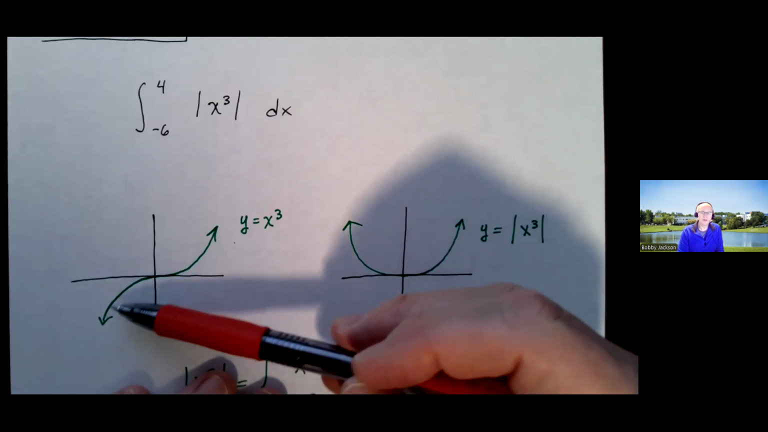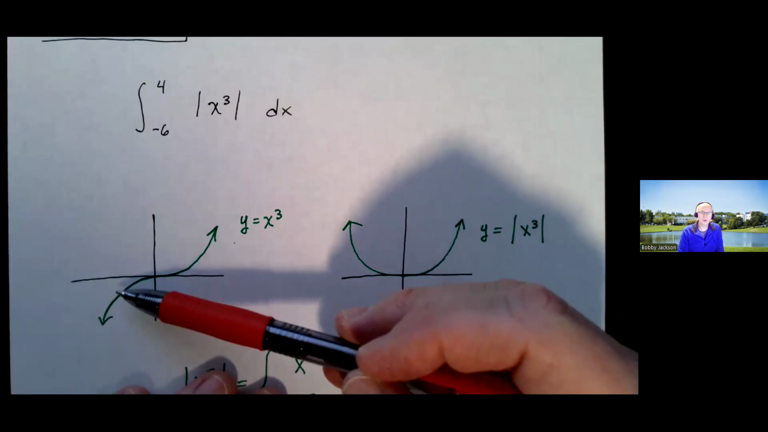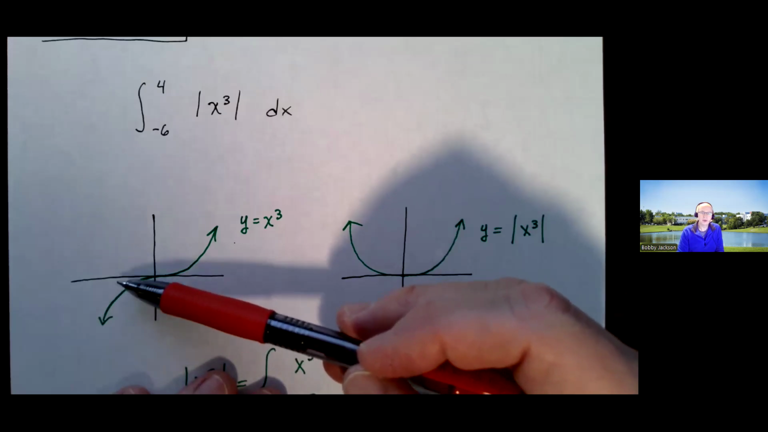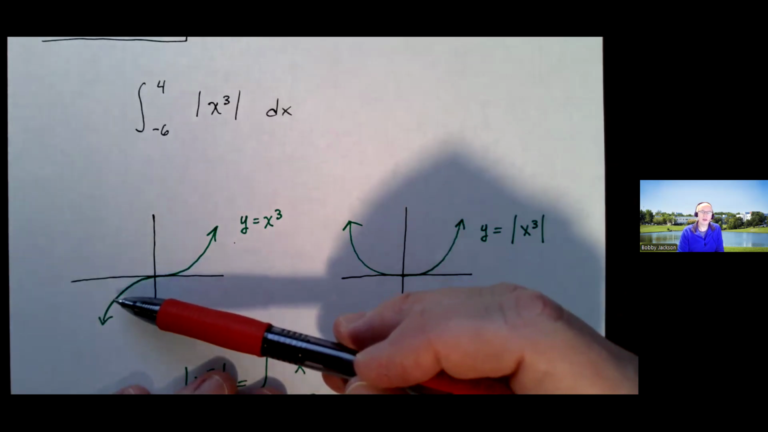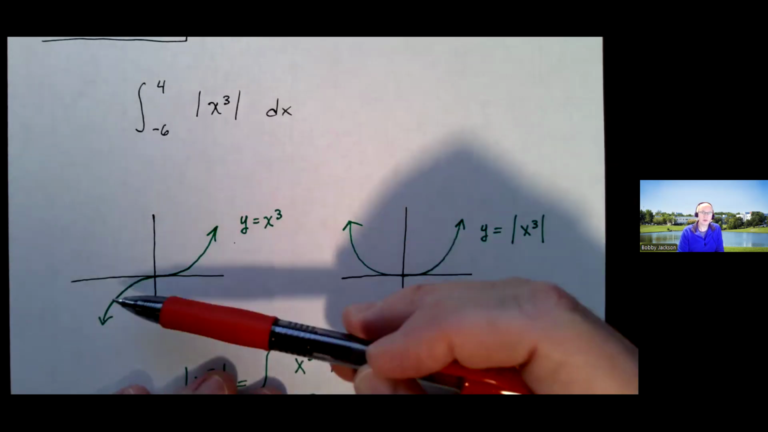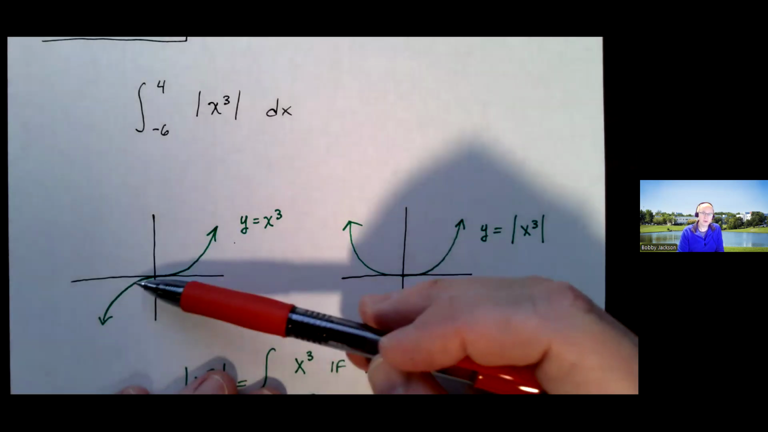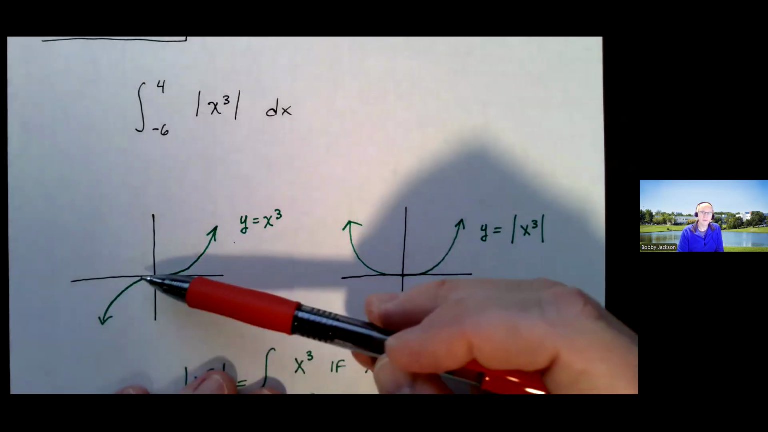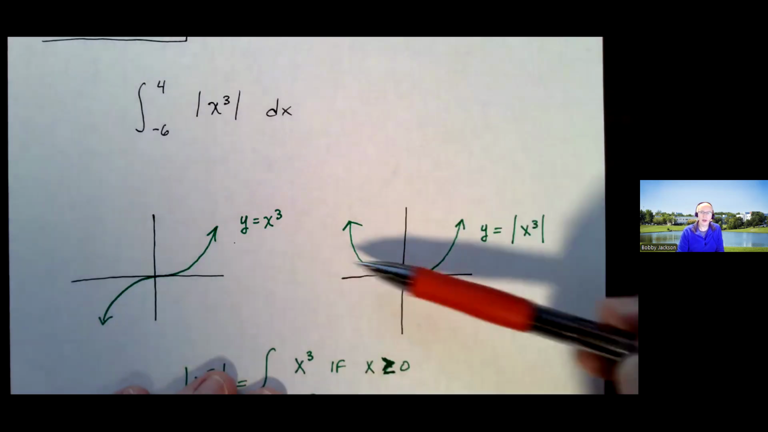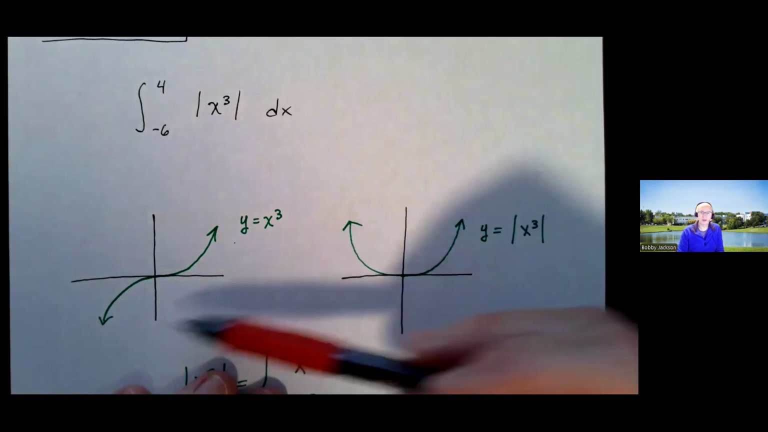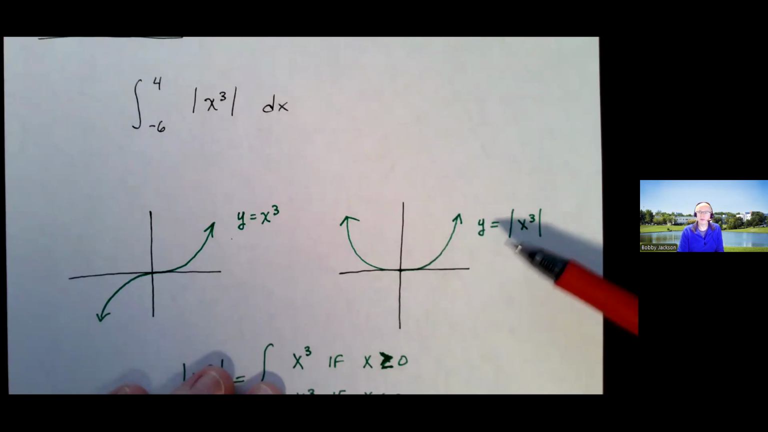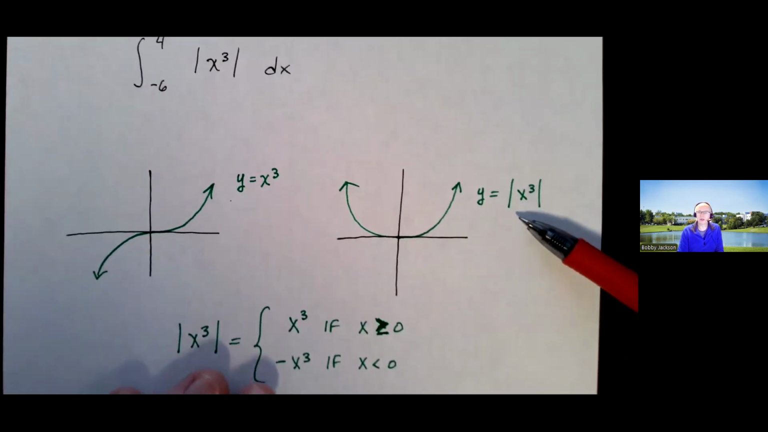Well, for these values down here of the function where the output is negative, like if I take the cube root of -2, I get -8. But then I take the absolute value, I get +8. So this is going to basically reflect the graph in the x-axis, and it will come up this way instead of that way. So here's what the graph of y equals the absolute value of x cubed looks like.